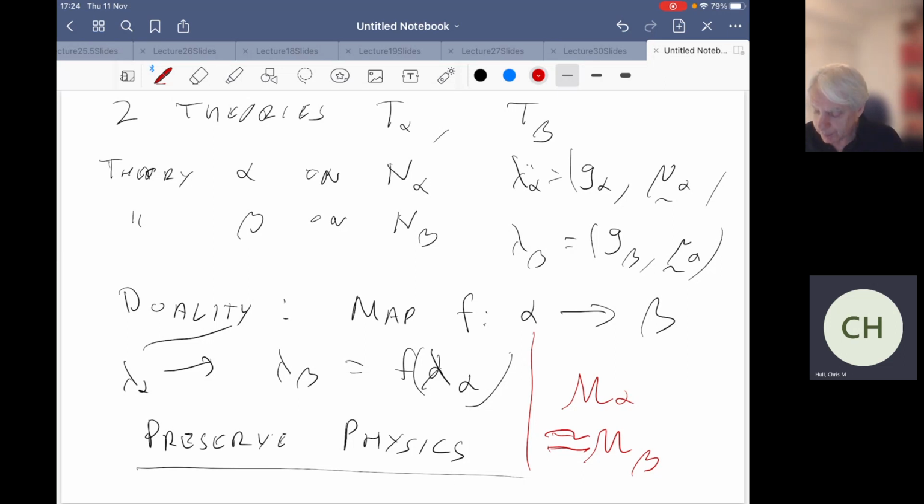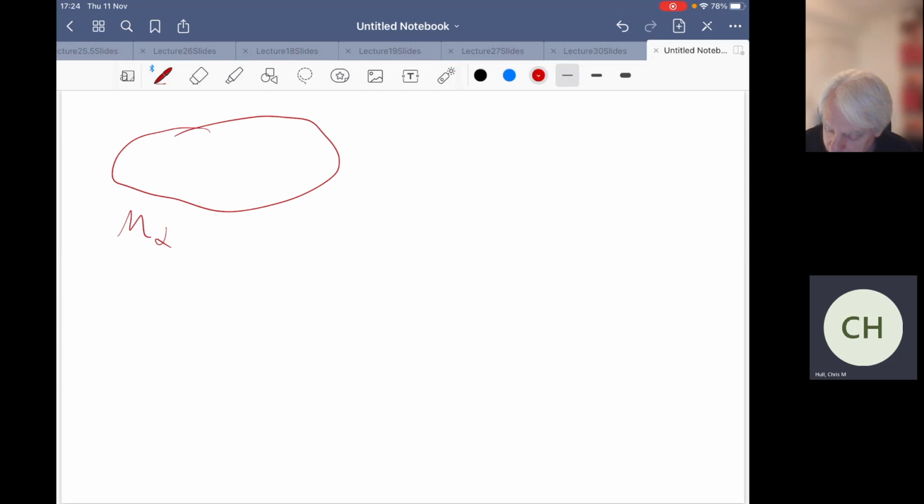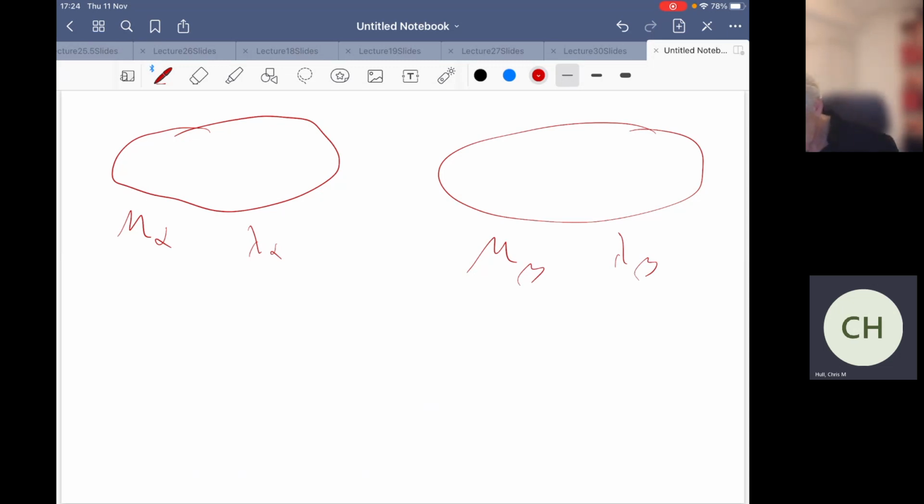So we're going to look at lots of examples of this, but I just wanted to get the general idea. If we were to draw the moduli space of M alpha, parameterized by the lambda alpha, and the moduli space of M beta, parameterized by the lambda beta, there's a region here in which it's weakly coupled, defined as a perturbation theory in one of the parameters, lambda, the G.